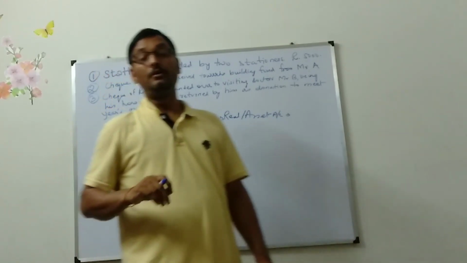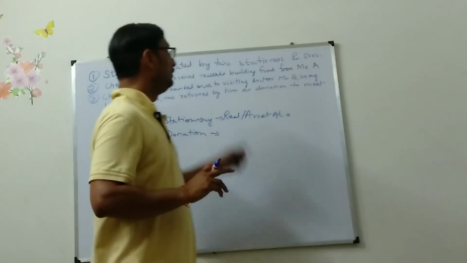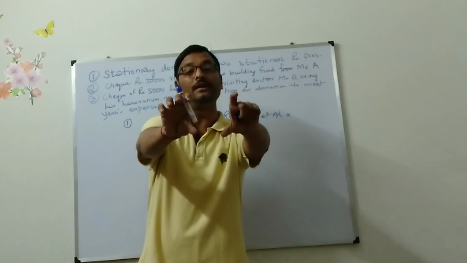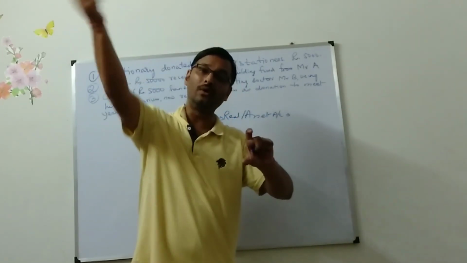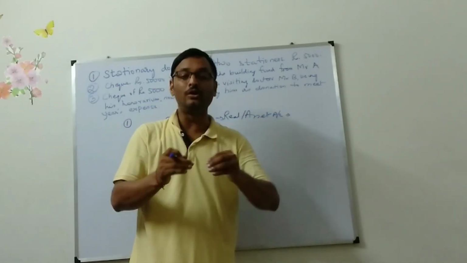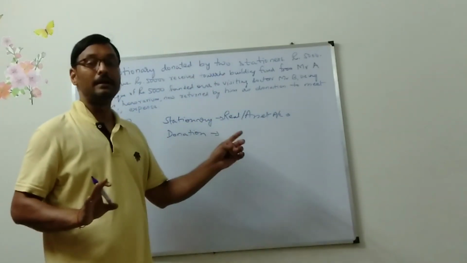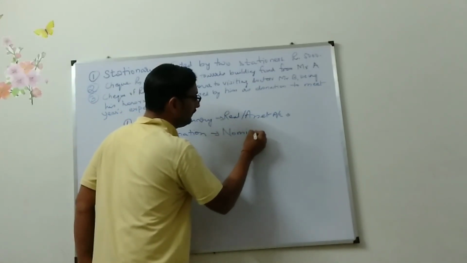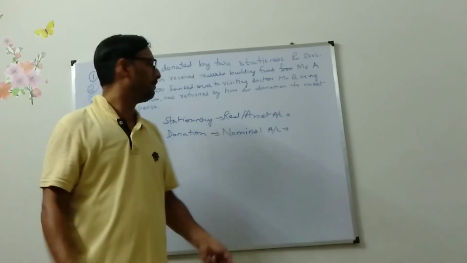Donation is your income or expenditure, whatever it is. In this case, you are receiving stationery. Someone else is donating to you. So for someone else it is an expense, but for you it is your income. So donation is your income. Whether it is income or expenditure, that will come under nominal account. But you need to know whether it is your expenditure or income. Accordingly, debit and credit will be made.